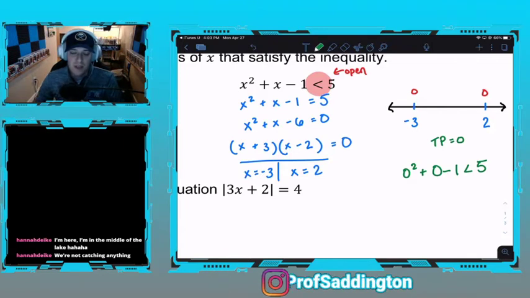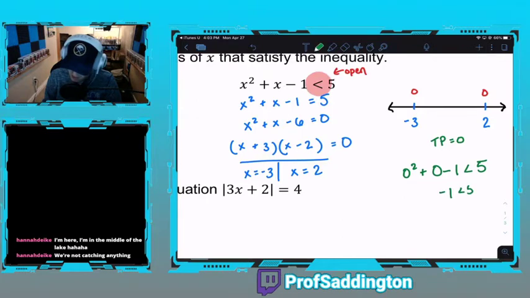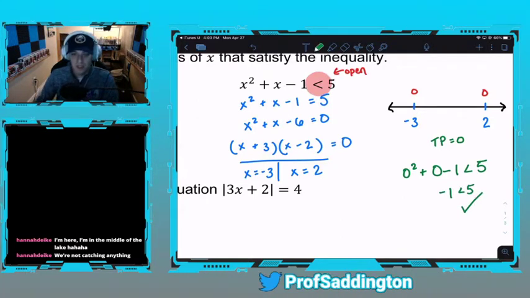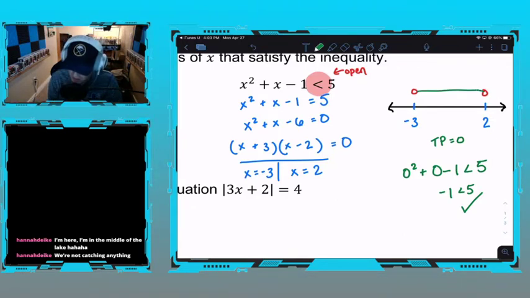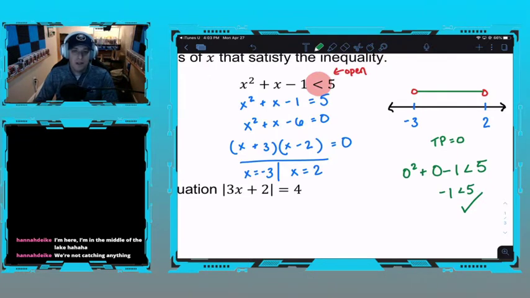There it goes. So I plugged in 0 for everything. I'm going to simplify it down. It looks like I'm just going to have negative 1 is less than 5, and that is true. It checks. So if the test point checks, then we just have to connect the dots. If you graph it, that will give you the values in picture form.